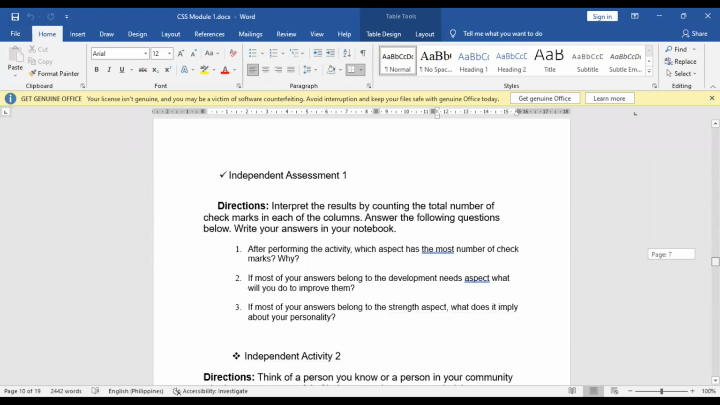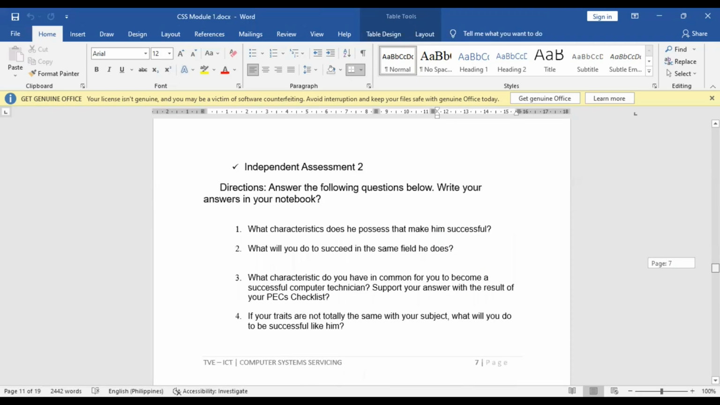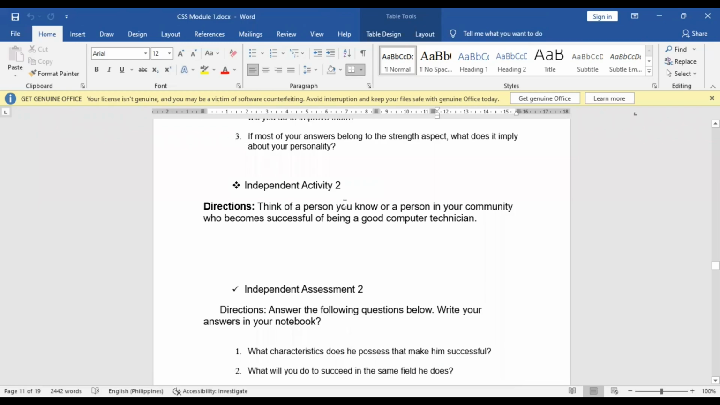And then, dependent assessment 1, ang directions is interpret the results by counting the total number of check marks in each of the columns. Answer the following questions below. Write your answers in your notebook. Reflection naman. So, it depends on how you express your opinion or defend your answer. Sa independent activity 2 naman, think of a person you know or a person in your community who becomes successful of being a good computer technician. And then answer the following questions. Write your answers in your notebook.